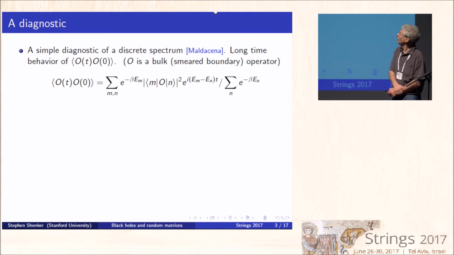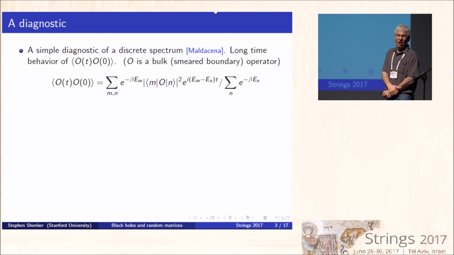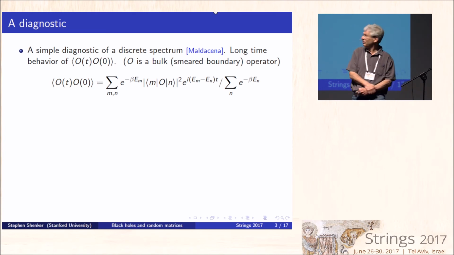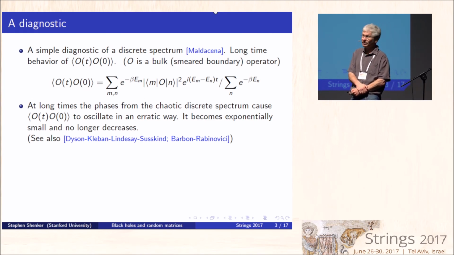Well, in this talk we'll use a very simple diagnostic of the discrete spectrum that flows from finite entropy. We'll look at the long-time behavior of some bulk correlation function, where O is some simple operator corresponding to an observer hovering outside the horizon of a black hole. Written in boundary variables, inserting a complete set of states, you have some matrix elements squared and some oscillating phases. At early times, this decays exponentially, quasi-normal mode behavior. But at late times, these phases in the chaotic discrete spectrum cause this to oscillate in an erratic way. It becomes exponentially small and no longer decreases.